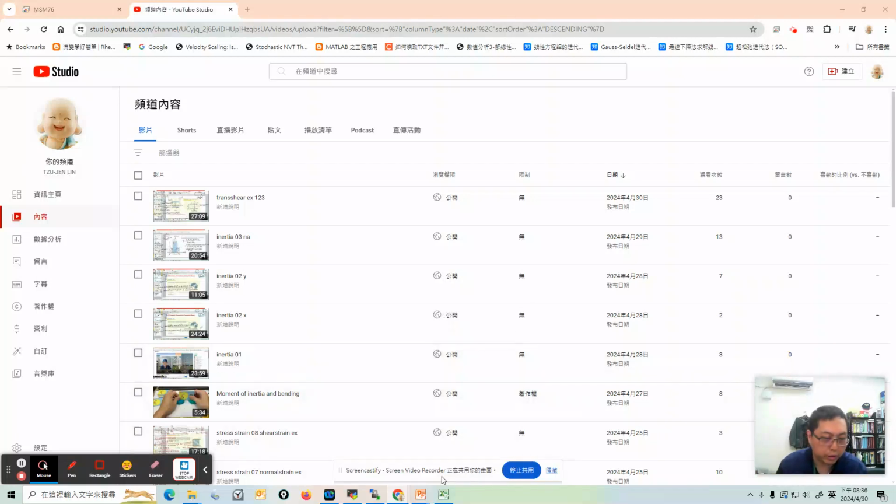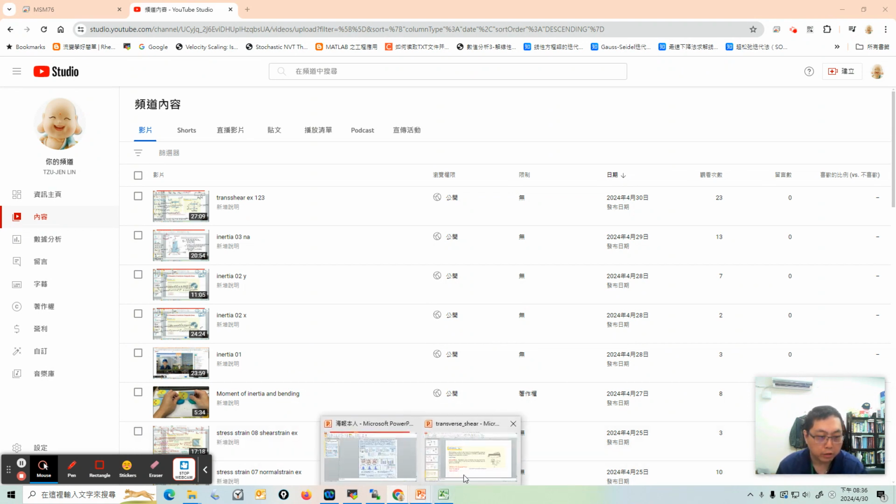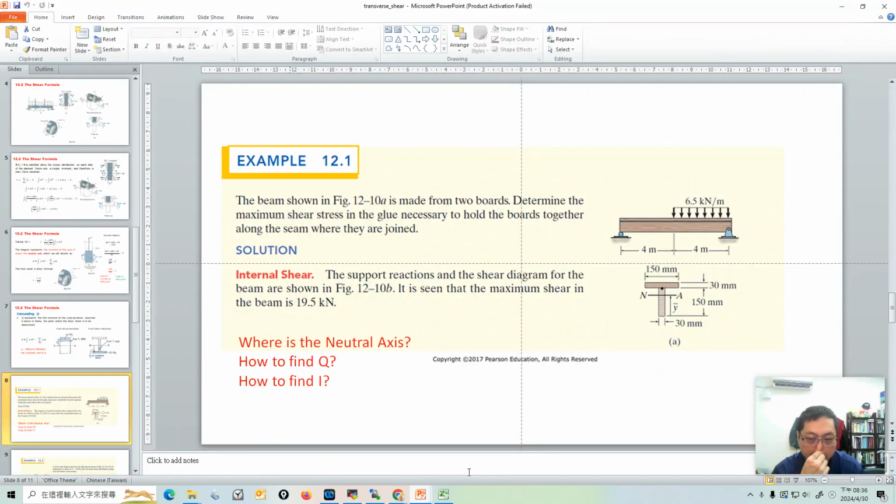Hello everyone. In this video is the demonstration of the shear stress calculation in the beam. So let's look at this problem. This example is from 12.1 from the textbook.